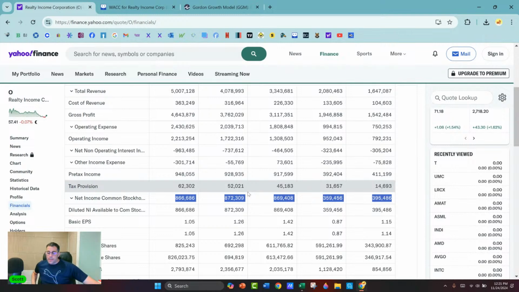Zim does 30 to 50%. They've done 100%, but 30. Yeah, okay, that's a good one.